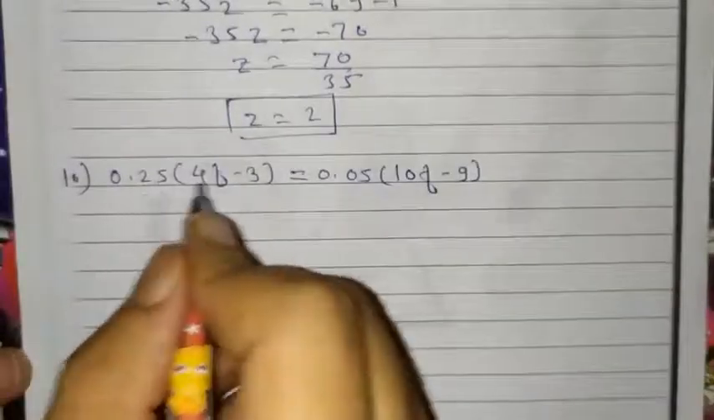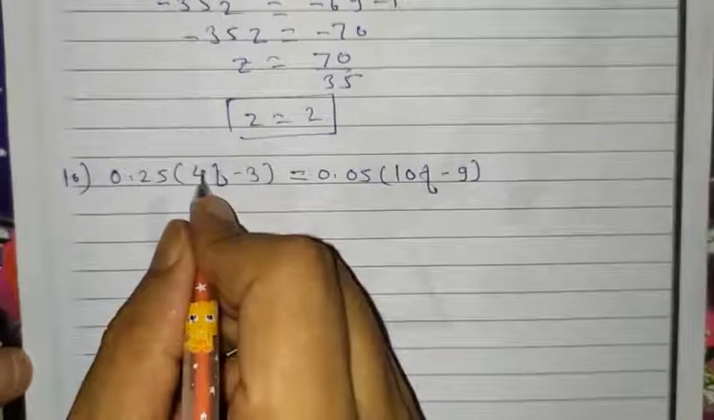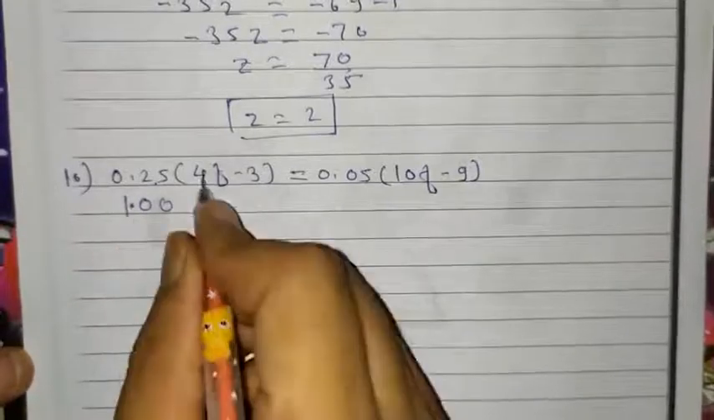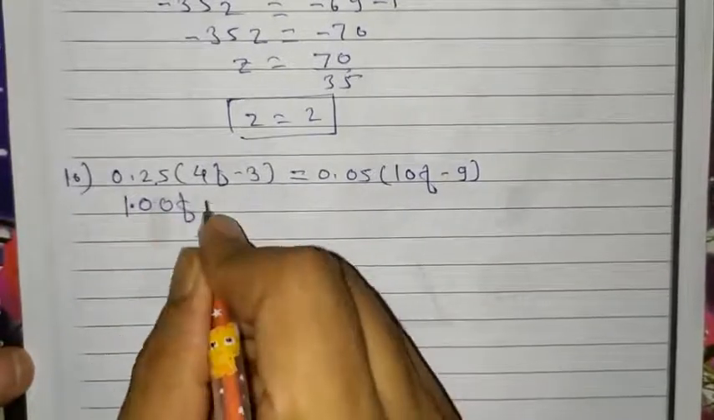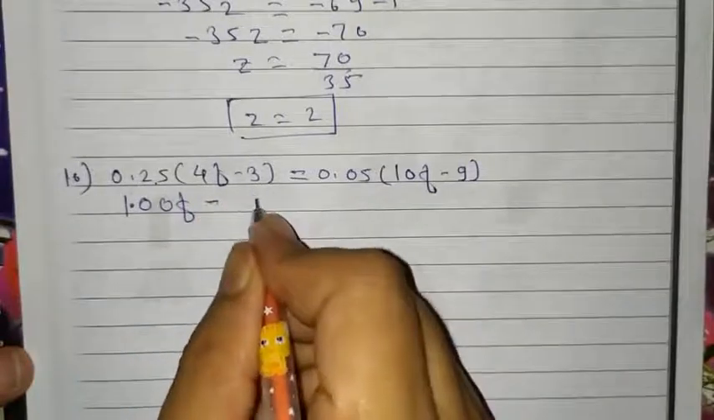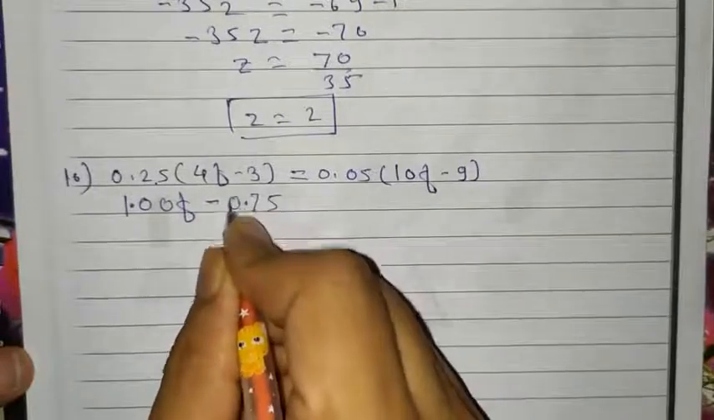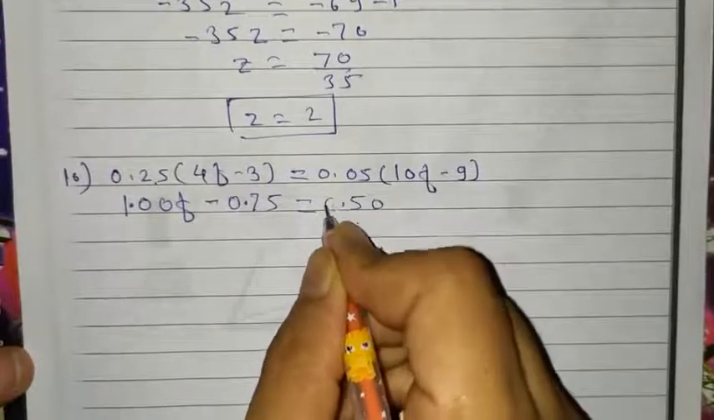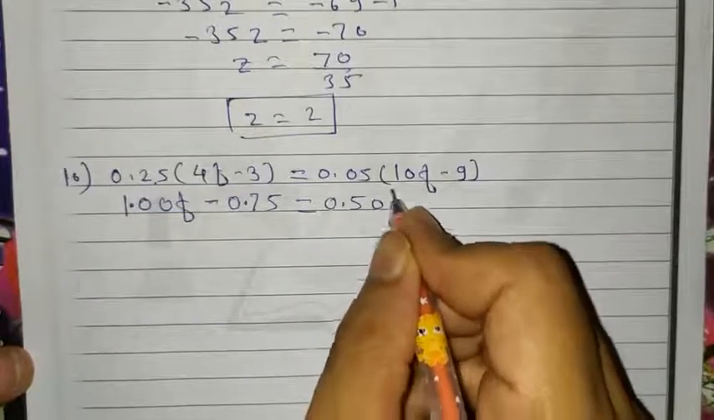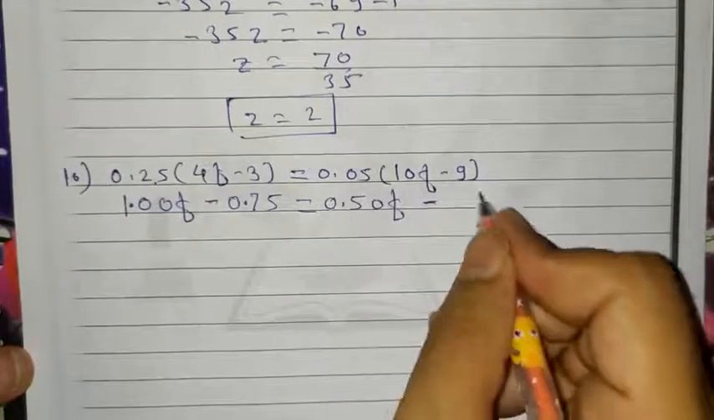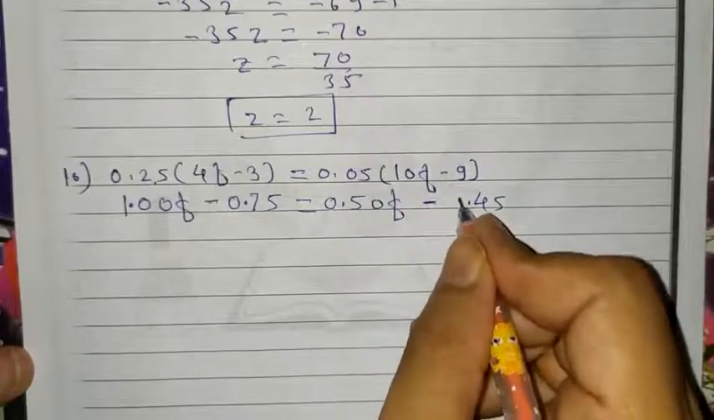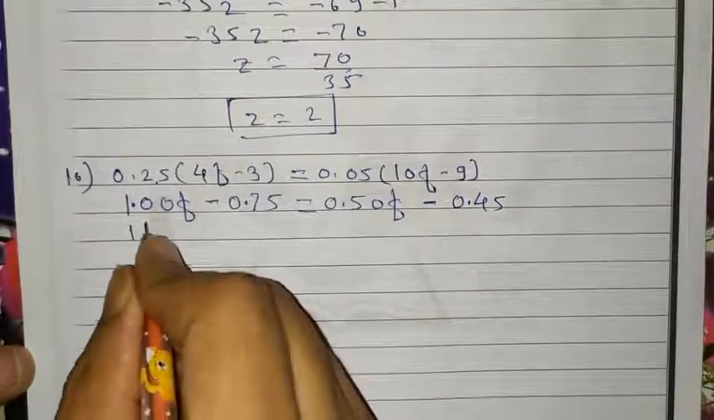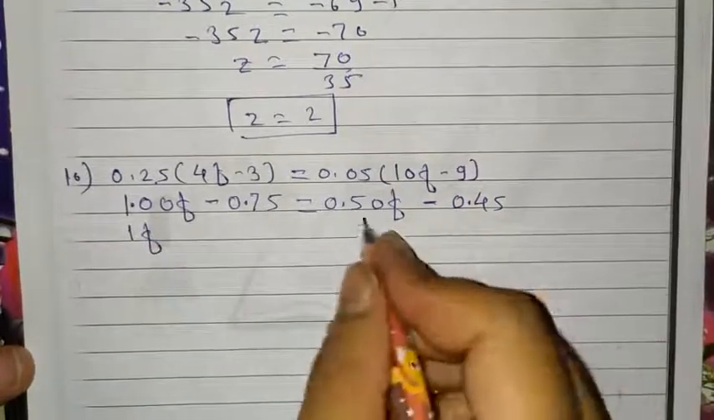So what you do, simply do the multiplication first. 4 into 25 is 100. Then after 2 numbers the point is there. Here there is no point. Write f as it is, minus 25 into 3 is 75. After 2 numbers the point is there, so it is 0.75. 5 into 10 is 50. After 2 numbers the point is there, so it is 0.50f, minus 9 into 5 is 45, and here after 2 numbers the point is there, so in this way we solve it easily. Then here 1.00f means it is nothing but 1f, and here f is there.